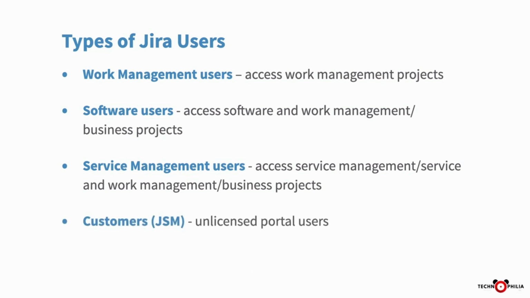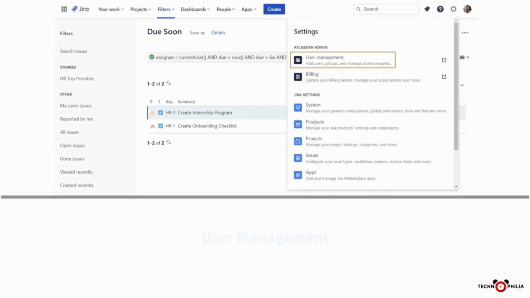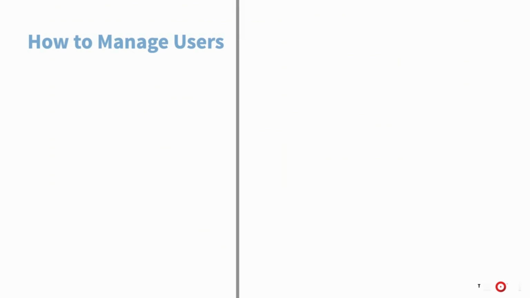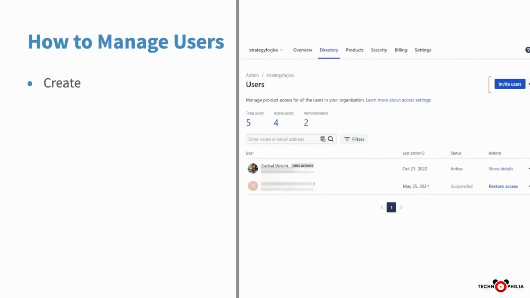Customers are unlicensed users who create support requests in the Jira Service Management Customer Portal, and this user type only exists in JSM. There's more to user management than adding and removing users. As an admin, you have the following user management duties. Create new users, invite new users, or connect Jira to a central user repository.